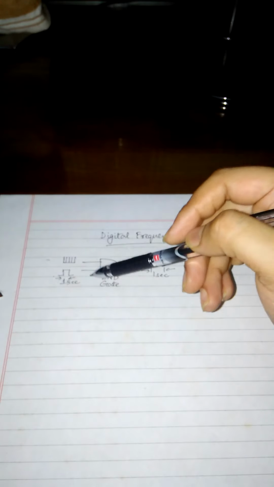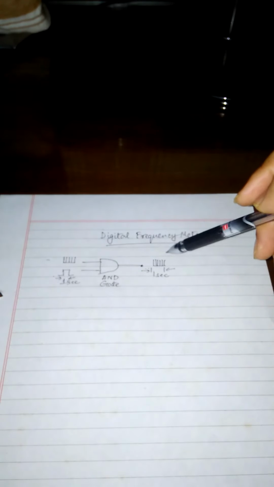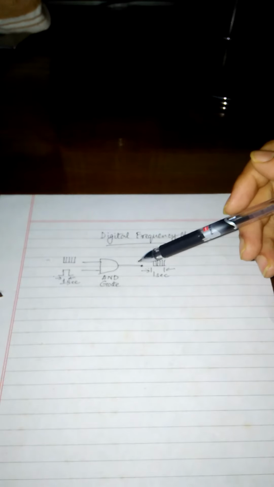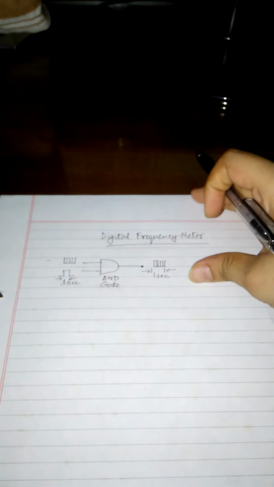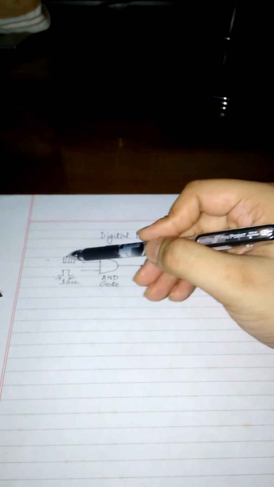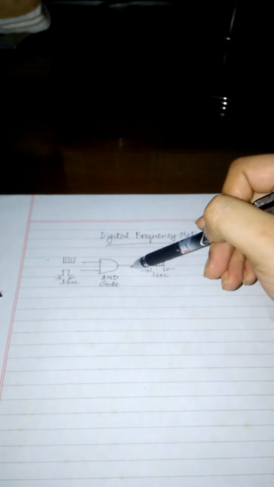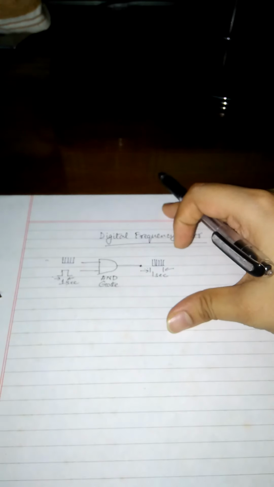Now see here, each pulse resembles a cycle. If we are considering frequency, we know that it is dependent on the time period. So for a particular time, the number of pulses passing through this gate is counted by the counter, and it indicates the value, which is directly the value of the frequency. Now we are going to the block diagram of the digital frequency meter.